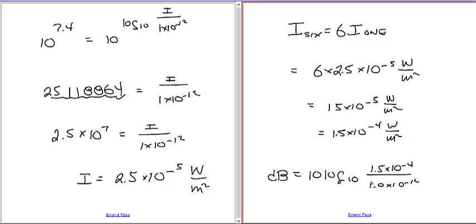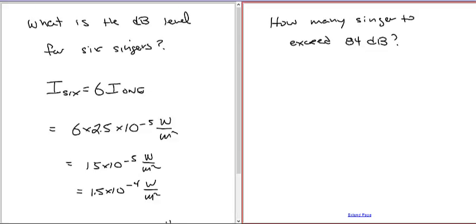So 10 times log base 10 of 1.5 times 10 to the minus 4 divided by 1 times 10 to the minus 12, and you get 82 decibels. Okay, so that's how you do the first kind of problem. Now, how do you figure out how many singers exceed 84 decibels?